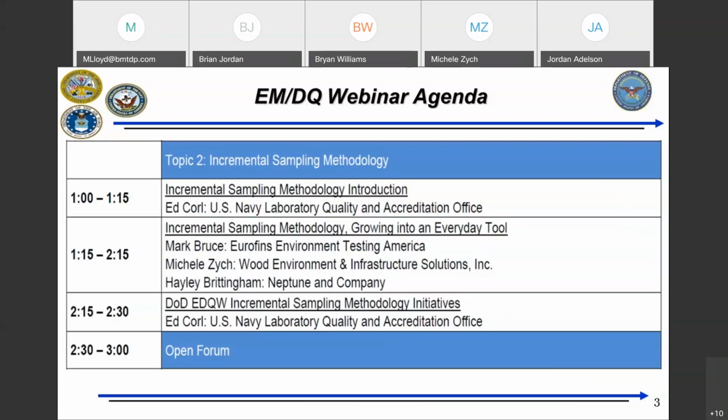So Ed's going to lead this discussion, and we're fortunate to have these distinguished speakers in that second group to focus and talk through some of the methodology and how we can use this as an everyday tool, how it can be utilized and carried forward. And then Ed's going to wrap this up and give the EDQW's perspective and what we're working on, our initiatives associated with incremental sampling. So you guys can address that and carry that forward.